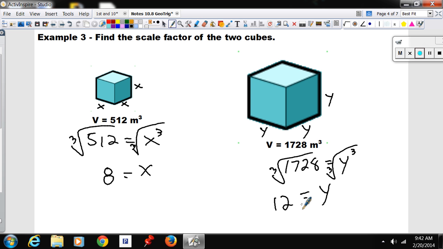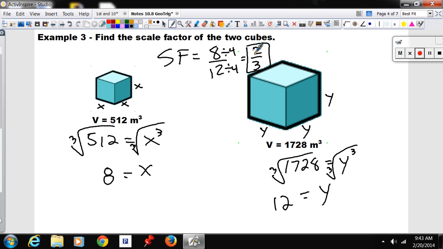So what's my scale factor? That's what we want to find out. What is the ratio of the two sides? 8 over 12. Is that a good scale factor? No, because it's not completely reduced. Scale factor should always be reduced. Let's divide it by 4. You're actually going to get a 2/3 scale factor. That would be a completely reduced scale factor.